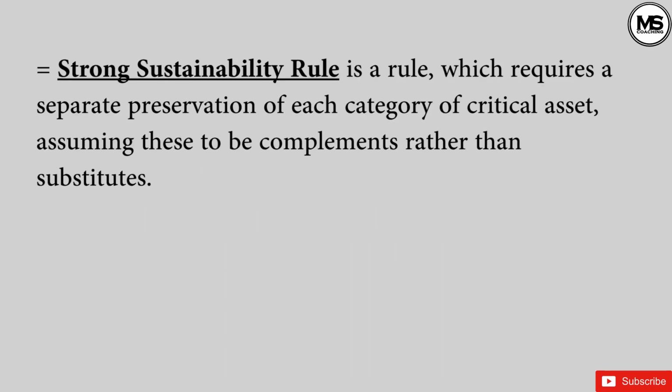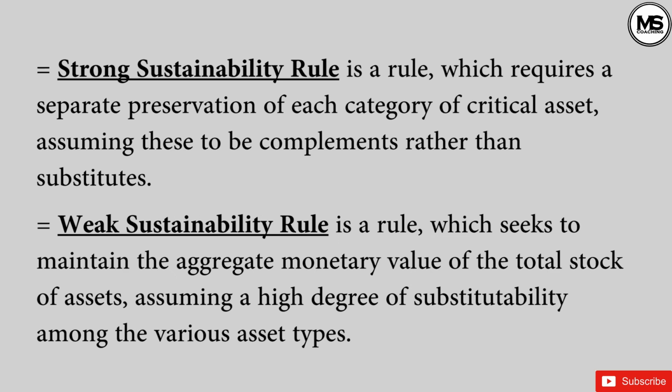Strong sustainability rule is a rule which requires a separate preservation of each category of critical asset, assuming these to be complements rather than substitutes. Weak sustainability rule is a rule which seeks to maintain the aggregate monetary value of the total stock of assets, assuming a high degree of substitutability among the various asset types.